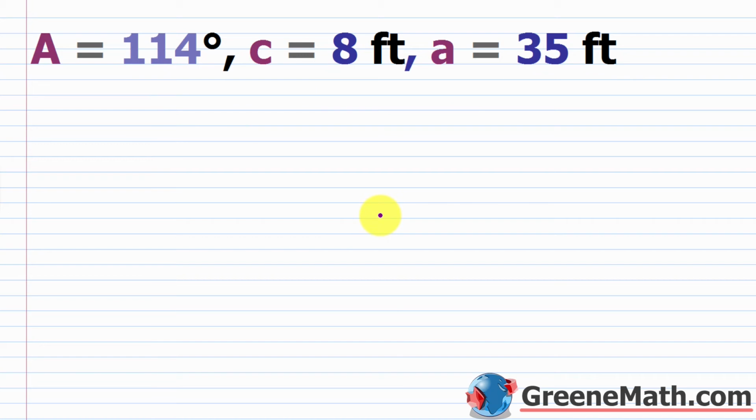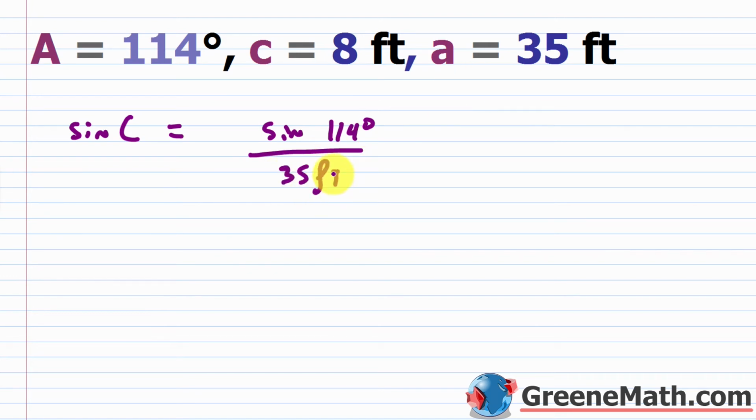So what I would do here is start by finding my angle measure C. I would do the sine of C is equal to, let's go ahead and say the sine of 114 degrees, so the sine of A, over A itself, which is 35 feet, times C, which is 8 feet. Remember, you divide sine of C by 8 feet, and then you multiply both sides by 8 feet, so that's how we set this up.